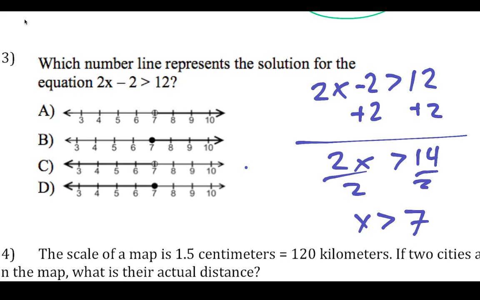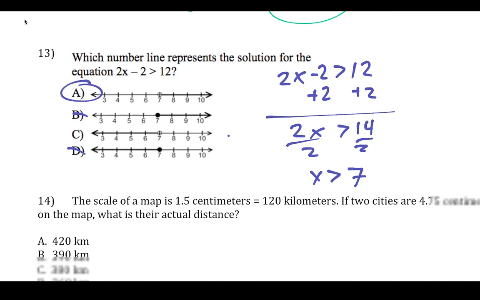So that's an open circle at 7. So B and D are out. It's going to the left, so greater than 7. So the answer is choice A.